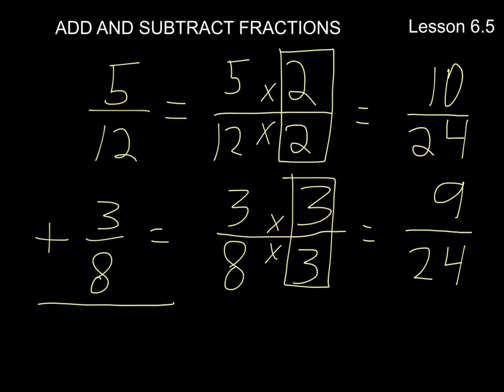Now that we have equivalent fractions and a common denominator of 24, we're ready to add. So we'll add the numerators, 10 and 9, which is equal to 19, and place that sum over the denominator of 24. So 19/24 is our solution.